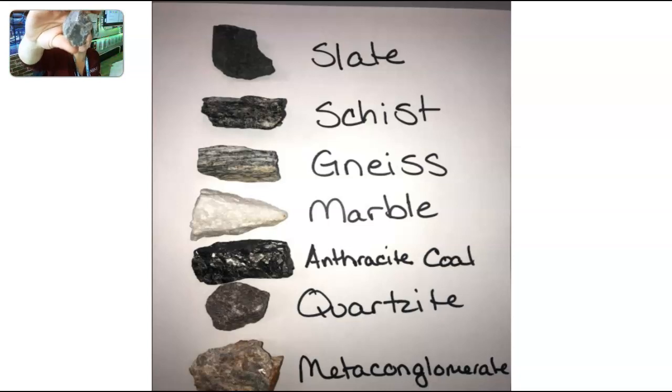And then you have quartzite right here. This looks like wet sand almost. And then, like I said, the ugly one, you got the metaconglomerate. You can see kind of squished-ish pebbles in there, distorted. That's how you know it's metaconglomerate.